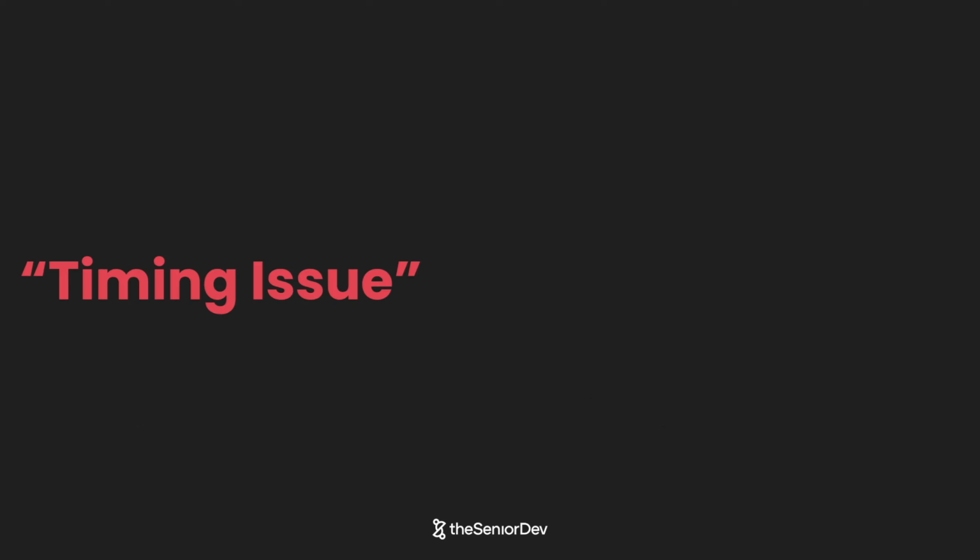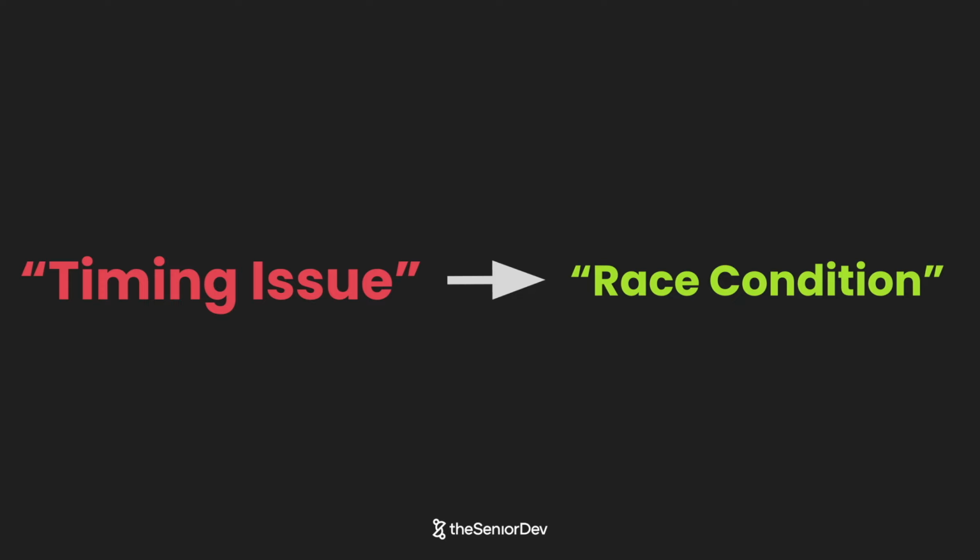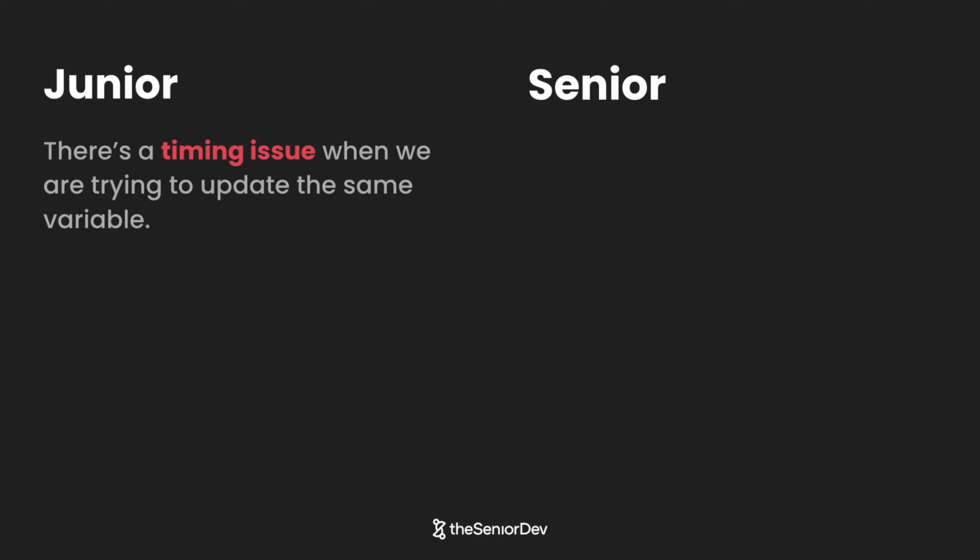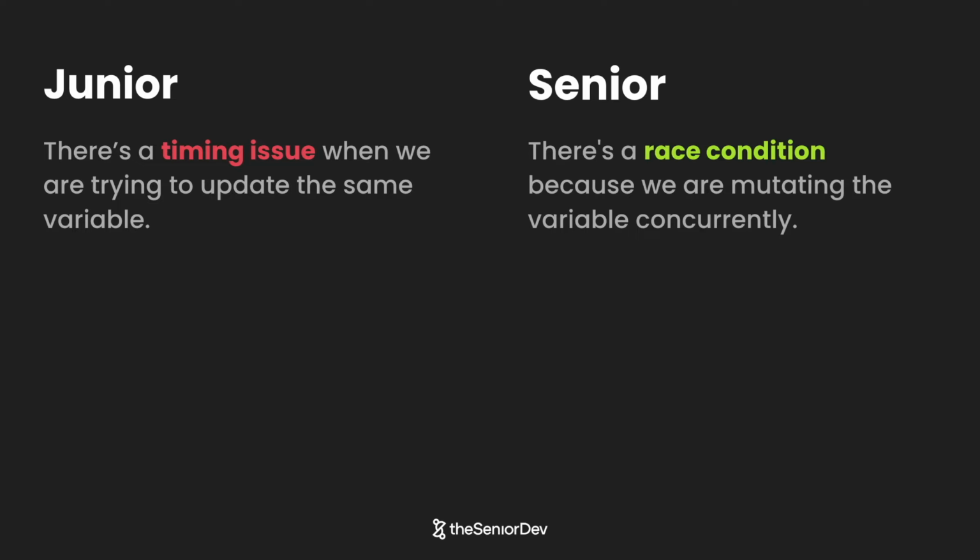Juniors would talk about timing issues. Seniors would talk about race conditions, and this is the last one. The junior would say, oh, there's a timing issue when we're trying to update the same variable, so it's a bit unpredictable. A senior would say there's a race condition because we are mutating the same variable concurrently, another keyword.